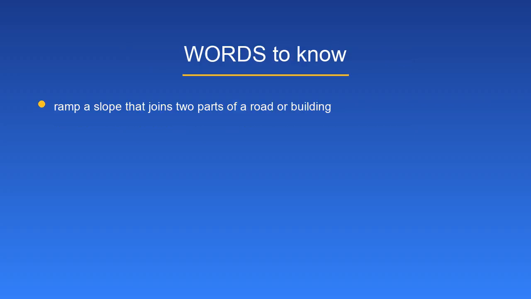Words to know. Ramp, a slope that joins two parts of a road or building.